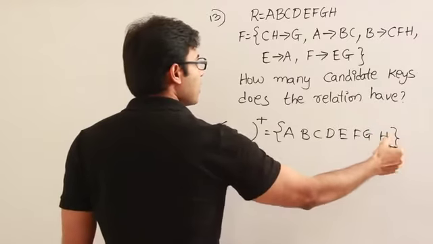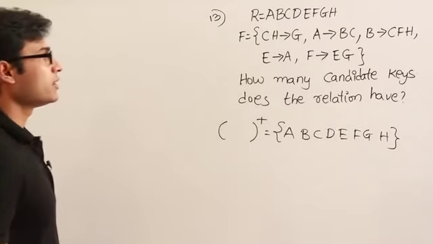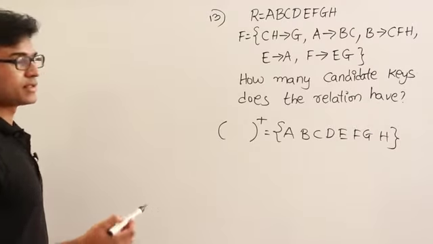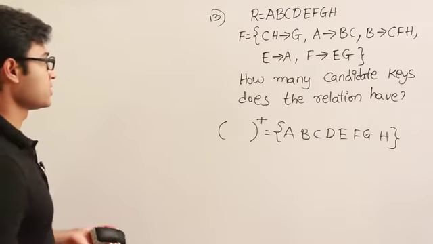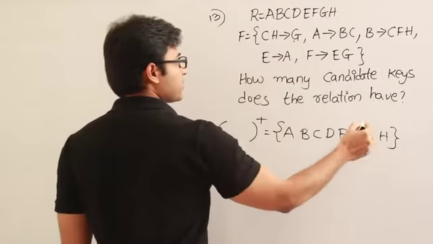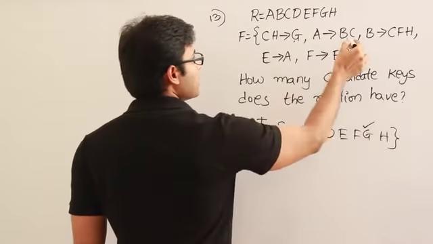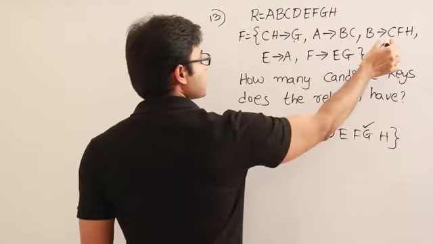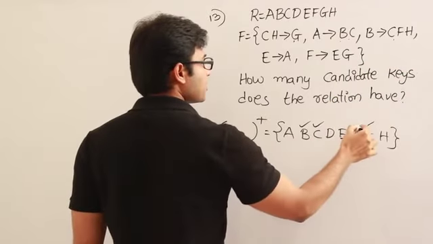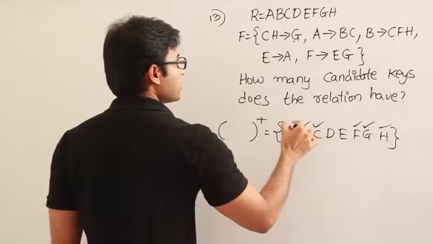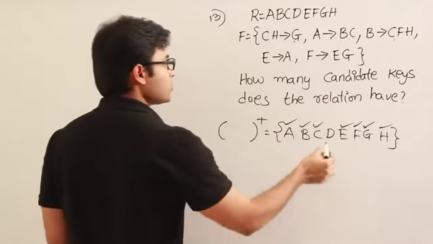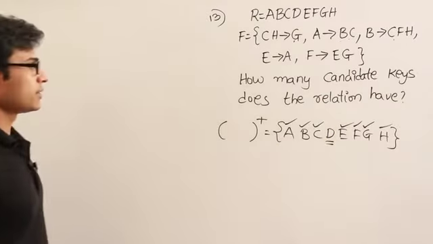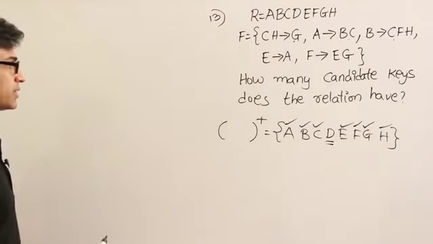Now let me see how many attributes I could derive from the functional dependencies, which means how many attributes are present at the right hand side of the functional dependencies. G is present, BC are present, CFH are present, FH are present, A is present, and EG are present. Okay. So the only thing that is not present on the right hand side of any functional dependency is D.